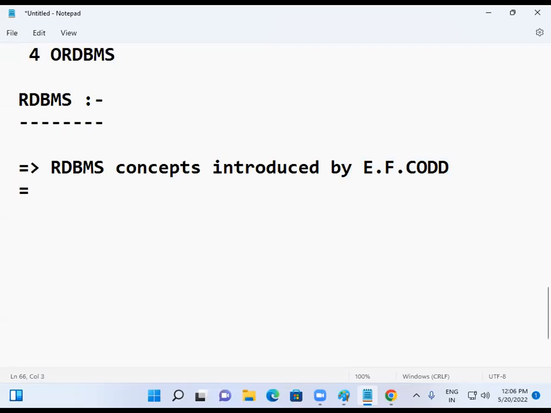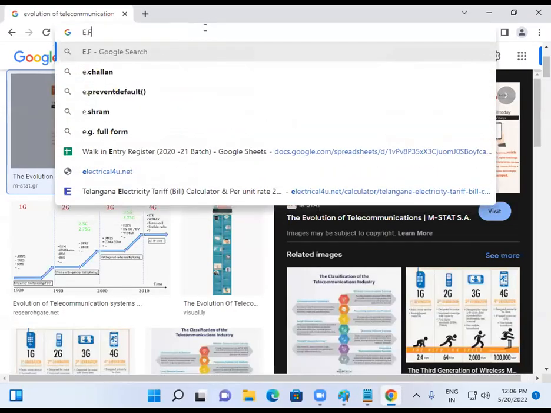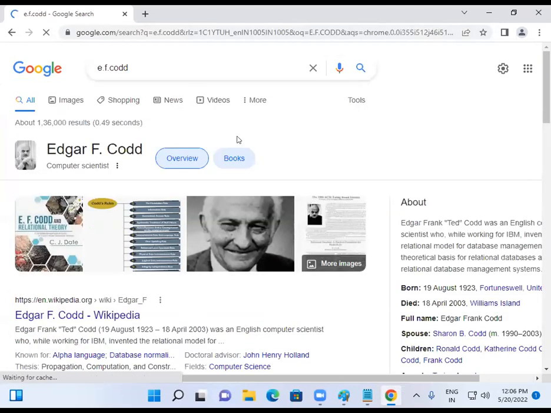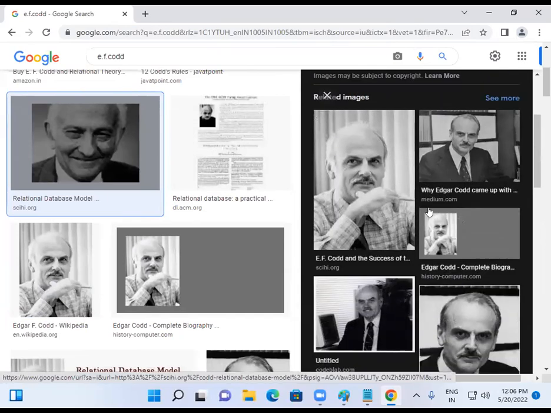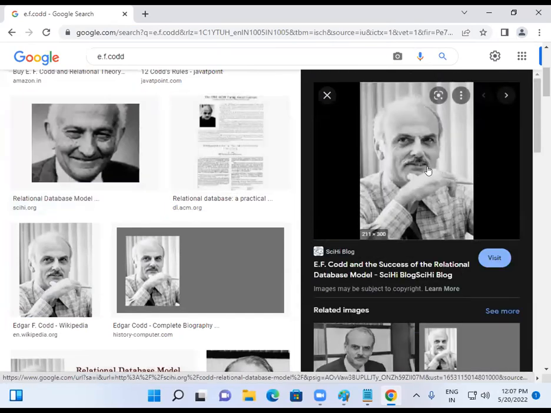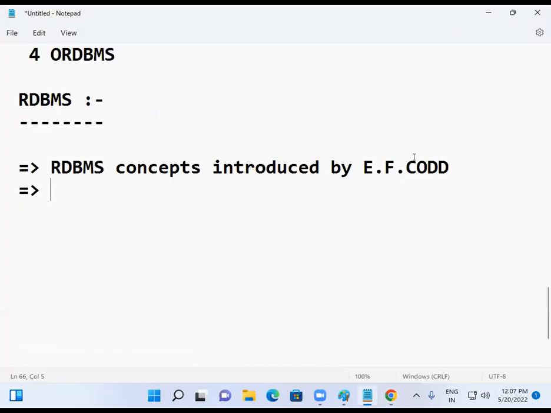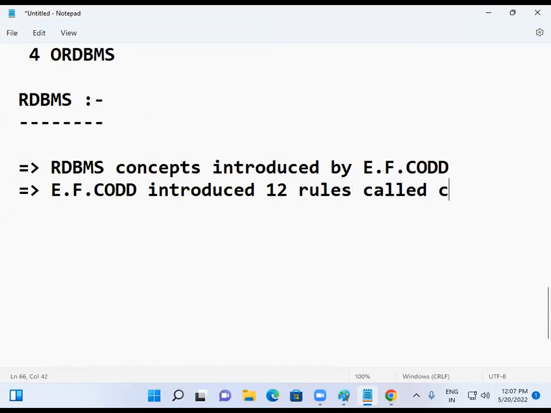Understood. So this is the person who introduced the RDBMS concept. E.F. Codd introduced 12 rules. They are called Codd rules.